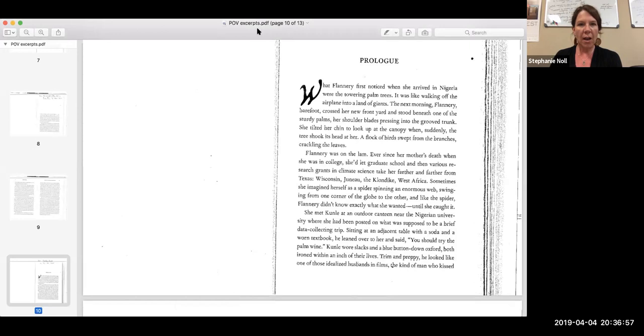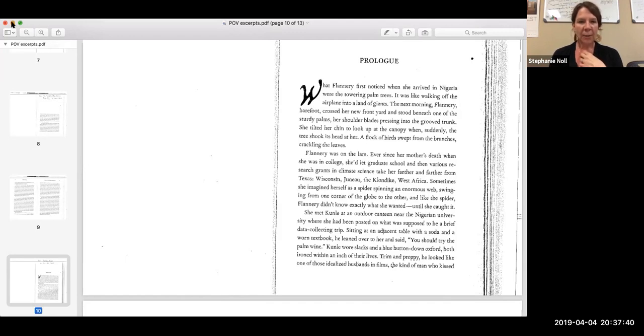So, okay. In the beginning, it's very clear that Flannery is the character. It's funny to me that the opening line is what Flannery first noticed when she arrived in Nigeria. I know Mary Helen, this is likely not 100% intentional, but it works well for my class, where I'm wanting you to see, here is this character, Flannery. We're told right away that we're going to see things through her eyes.